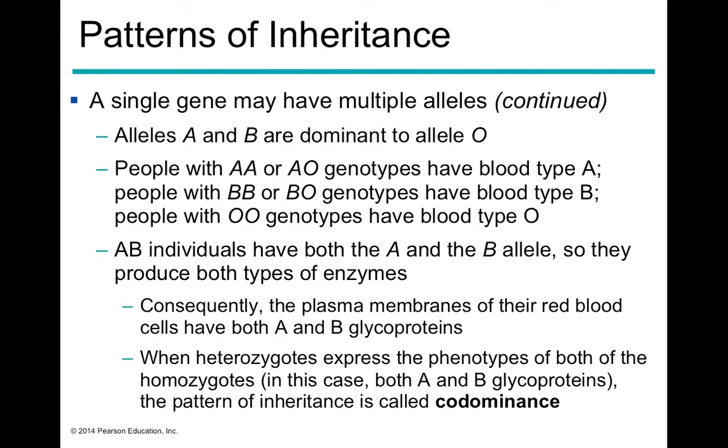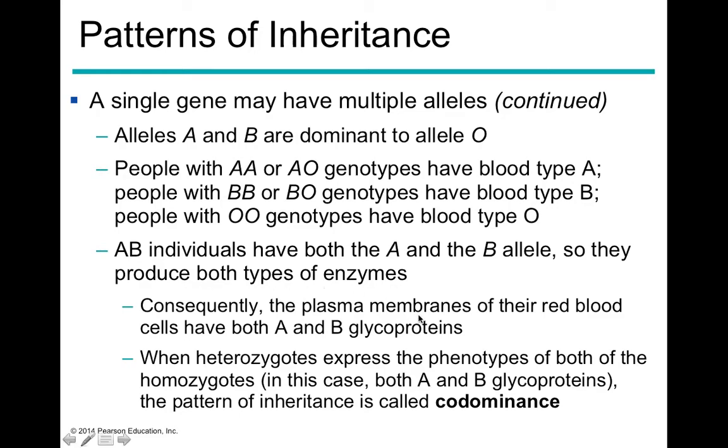Again, A and B are dominant over O. So if you have the AA or the AO genotype, your blood type is going to be A. So these 2 are going to be indistinguishable because they're both going to have the A sugar on the outside. People with BB or BO genotypes have blood type B, and people with OO genotypes have blood type O. Right? So AB individuals are going to have both A and B alleles, and they're going to produce both types of enzymes. So they're going to have both.